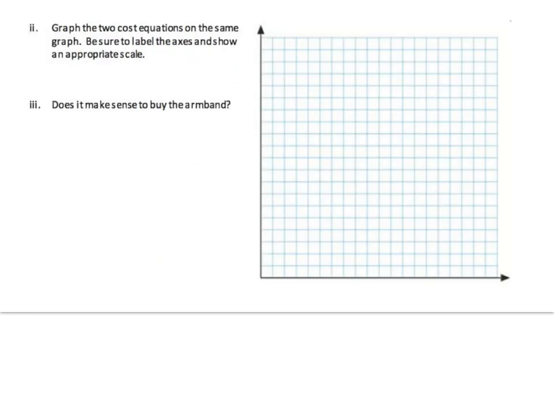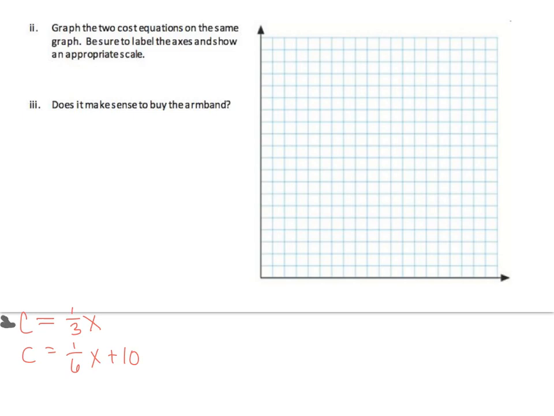Next one says, graph the 2 cost equations on the same graph. Be sure to label the axis and show an appropriate scale. So my equations were C equals 1/3 X and C equals 1/6 X plus 10. So I have a slope and a y-intercept. These are linear equations, so let's go ahead and try to graph them. You guys are getting serenaded by one of my children practicing piano. Hope you enjoy that.